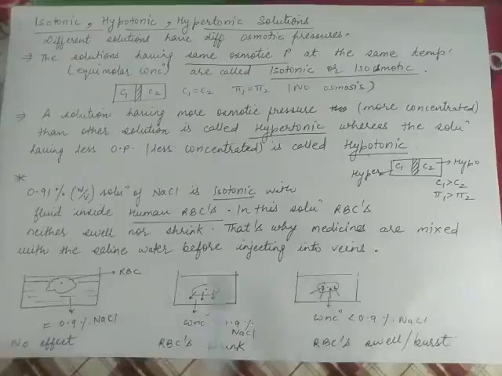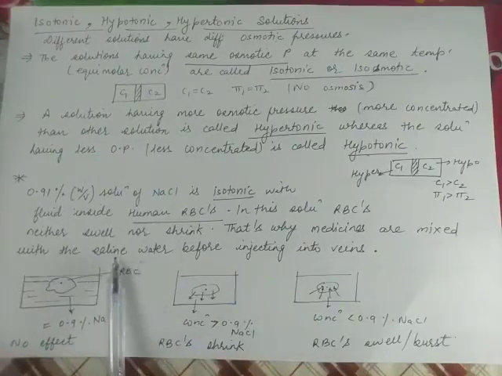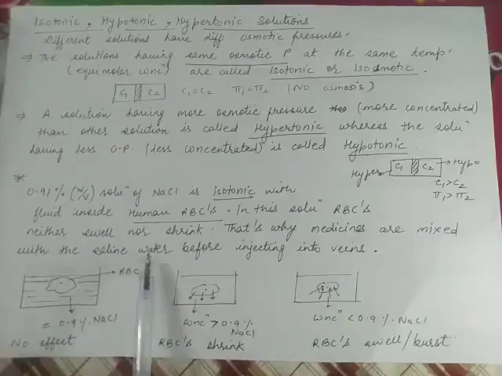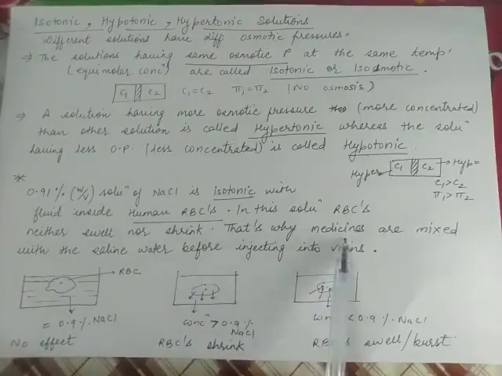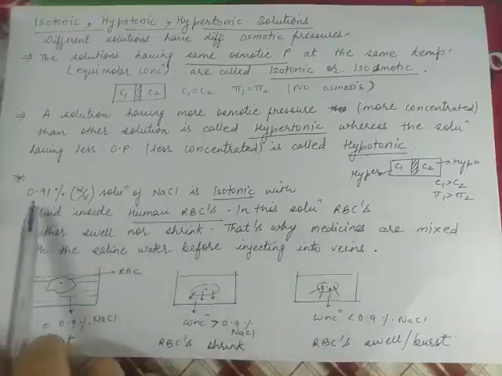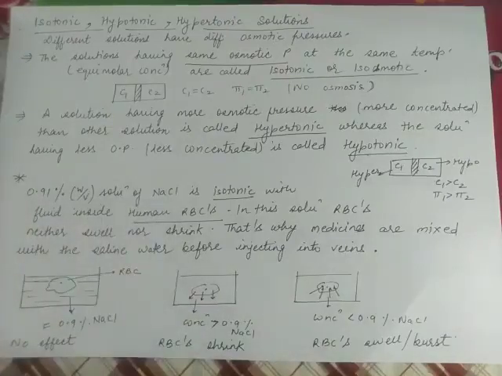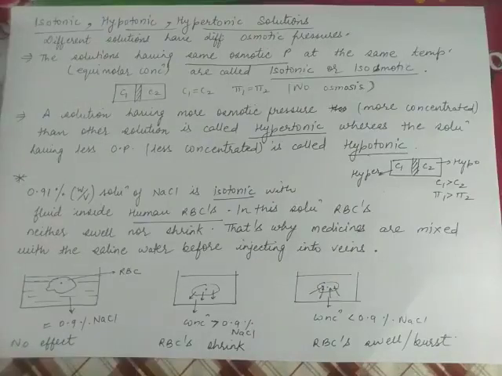That's why medicines are first mixed with saline water. And what is the concentration of the saline water? Why are they mixed with saline water? So that whatever medicines they are injecting in the veins, the concentration of that medicine becomes equal to 0.9% NaCl before injecting into veins. So for all intravenous injections, first the medicines are mixed with saline water so that the concentration of medicine becomes equal to 0.9% NaCl, and it easily mixes with our blood, and RBCs neither swell nor shrink.